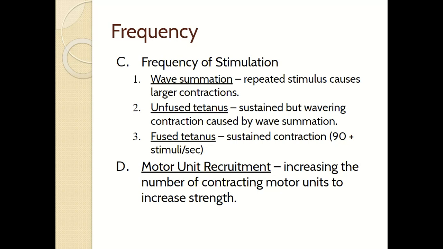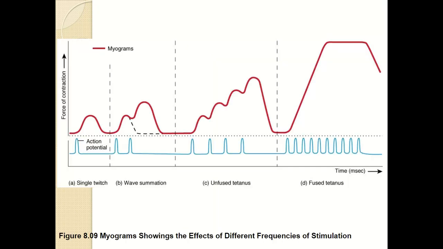So there's this little thing called wave summation, where we basically put a few of these twitches together to change the way that we actually move. When we look at the different frequencies that we can stimulate a muscle, wave summation is just where we send a couple signals in a row that produce a larger and longer lasting contraction. Let's take a look at that.